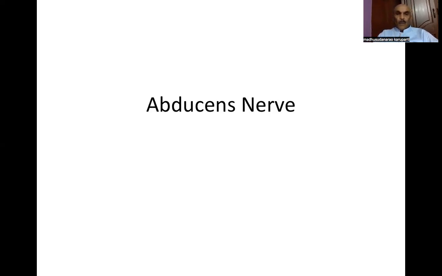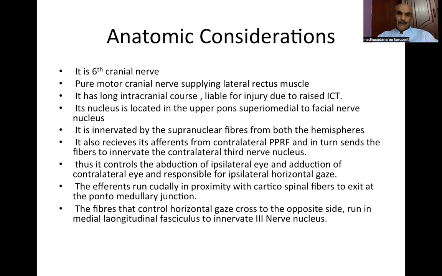Well, we are going to cover this topic with regard to the anatomical considerations of the abducens nerve and its clinical importance. Sixth cranial nerve is purely motor cranial nerve, which I told you, supplying the lateral rectus. The point of importance of this nerve is it has got long intracranial course, liable for injury due to raised intracranial tension.